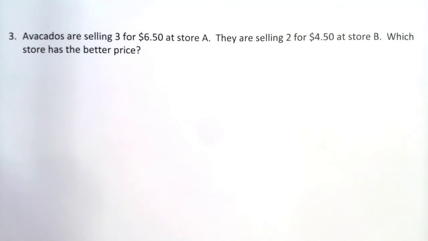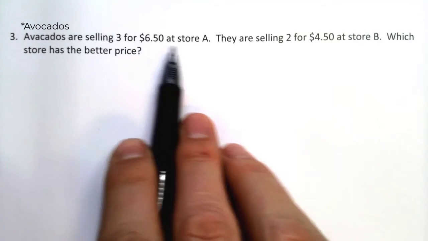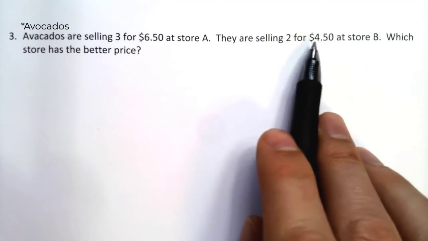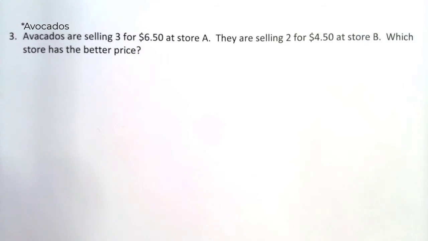All right, now we're going to buy some avocados while we're at the store. And it says here that avocados are selling for 3 for $6.50 at store A. And I guess there's another store where they're selling 2 for $4.50. Which store has the better price? Well, what we can do to answer this question is compute the rate. So let's look at the dollars per avocado. Whichever store has the lowest dollars per avocado is the store we want to buy from, right?